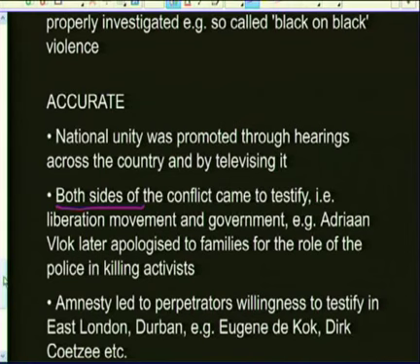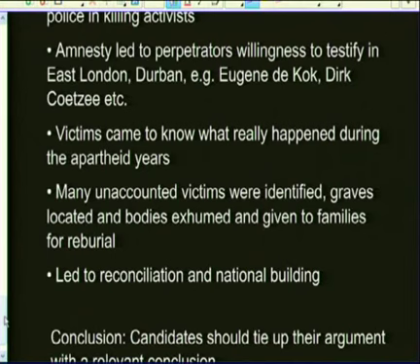These are just some of the examples, but you can give your own as well, from who the members of the ANC were at the time, or any other liberation movement, and the government people, the security police at the time. And then the amnesty led to perpetrators' willingness to testify. People did come forward because they were promised that amnesty, and the victims were promised the truth. The victims came to know what really happened during the apartheid years.